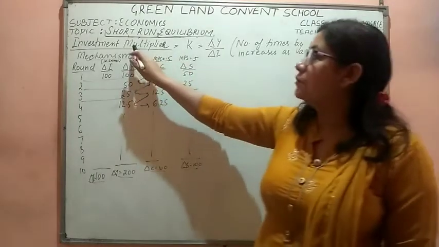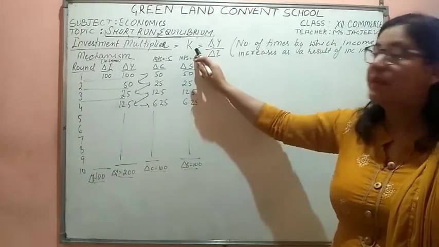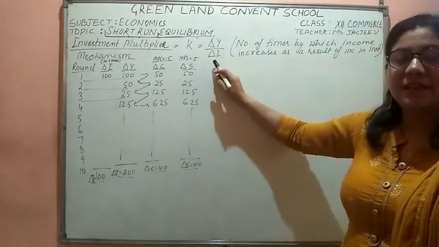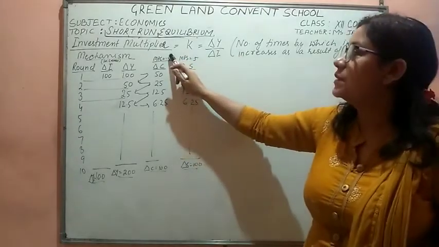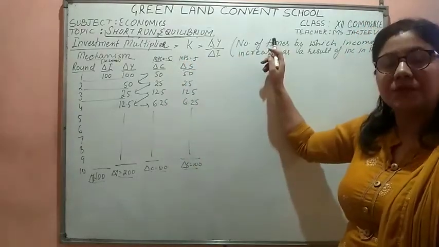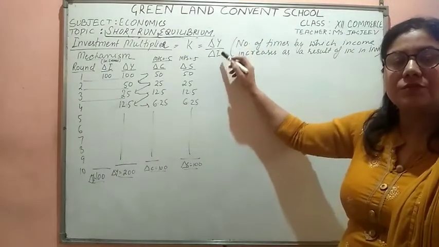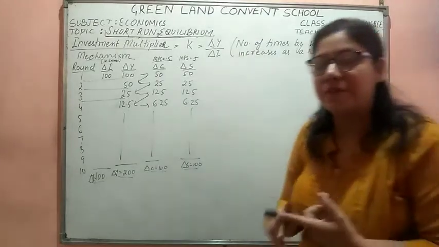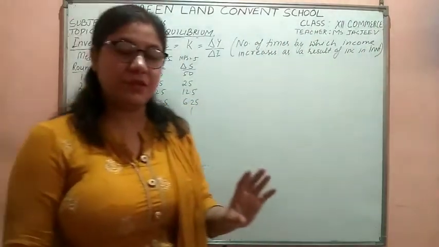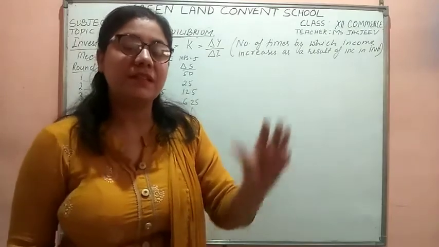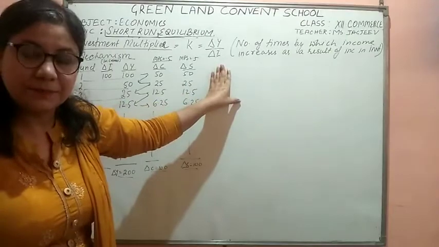So the investment multiplier is denoted by K. K is equal to delta Y over delta I. How would we define the investment multiplier? It is the number of times by which our income is going to increase due to the increase in investment, delta Y over delta I.